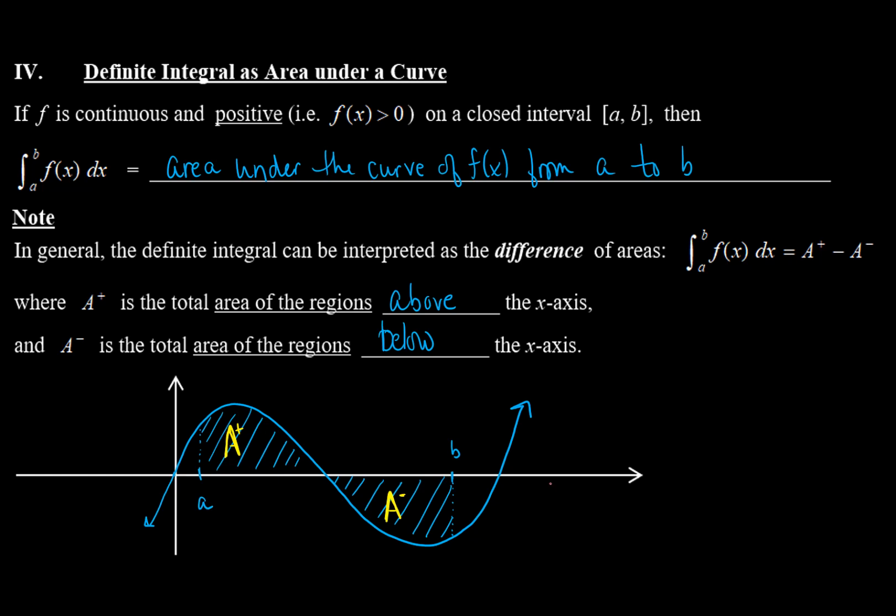And doesn't it make sense? If I have a little rectangle down here, that y value, that height, is going to be negative. Same thing here. If I have a little rectangle up here, that height of the rectangle is going to be positive, right? Okay, let's look at some examples.